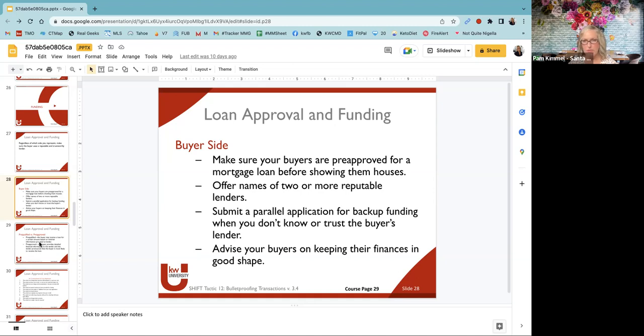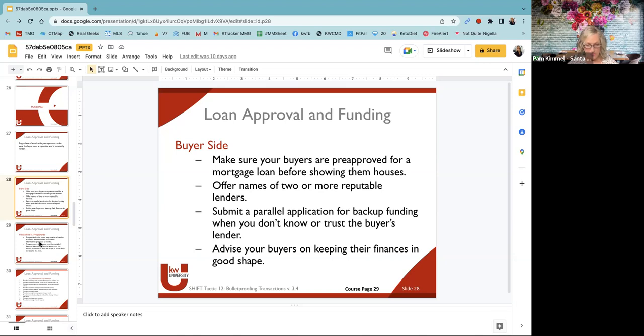That for sure they can run their credit, they can supply their W-2s, pay stubs, their bank statements, because they've just done that for the lender they're working with. Right. And then advising your buyers to keep their finances in good shape, like no shopping. You don't get to go out, you don't get to go shopping. And do you guys know the difference between the pre-qualification and the pre-approval?